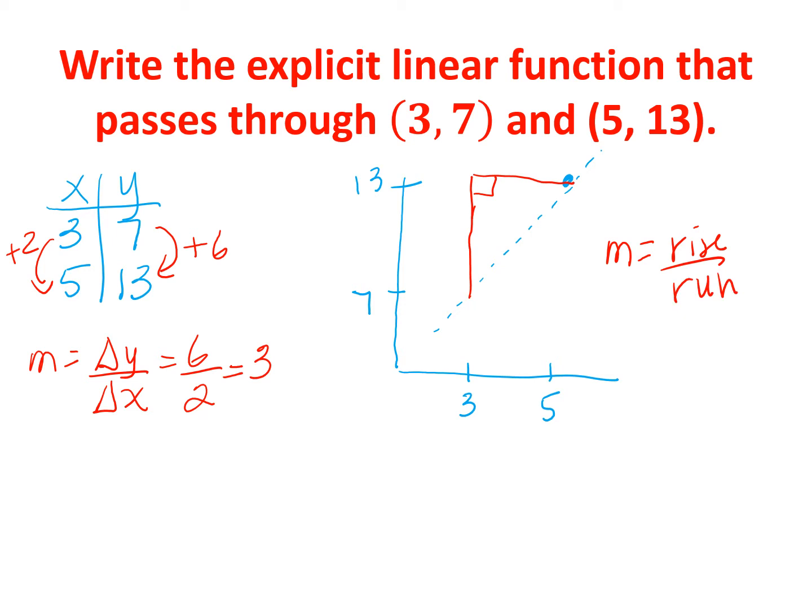And when we look at that, to get from 7 to 13, that's a rise of 6, and we're going up, so that would be a positive 6. And then we run to the right, and from 3 to 5 would be 2 units. So I can get my 6 over 2, which is 3.